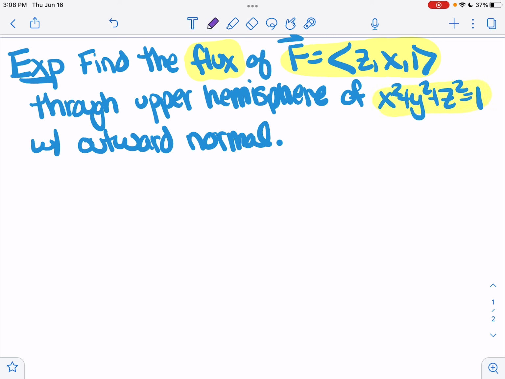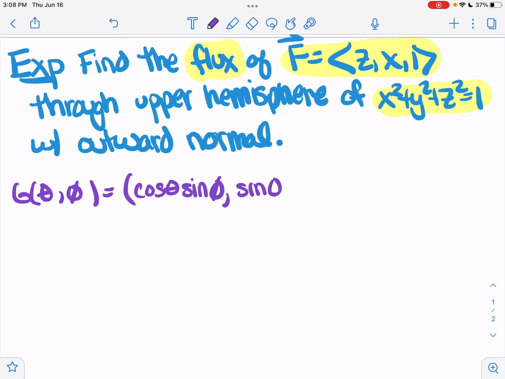So we start with the same kind of process. We need the parametrization for our surface, and the parametrization for a sphere is going to be the radius, which is 1, times cosine theta sine phi, sine theta sine phi, and cosine phi. So those are the x, y, and z coordinates that we'll be dealing with on our surface.